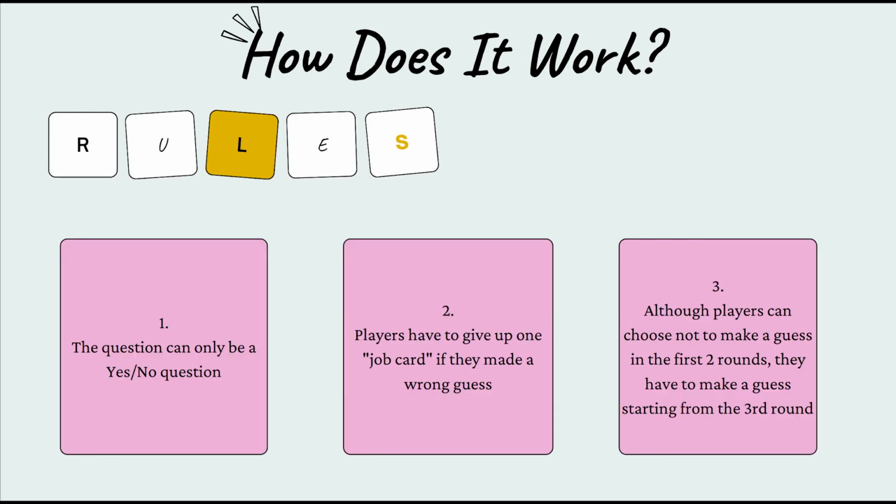Game rules are the rules that players have to play by. For instance, when no one guesses the occupation correctly, everyone has to roll the dice and they do not have a chance to opt out. Another rule is that they have to make a guess starting from round 3 so the game can proceed.